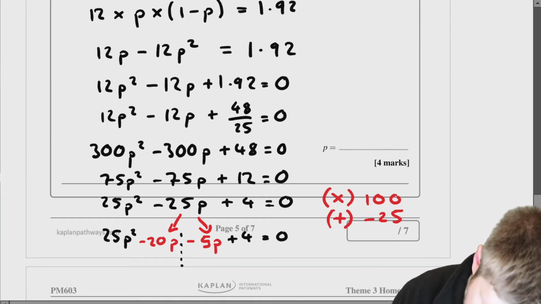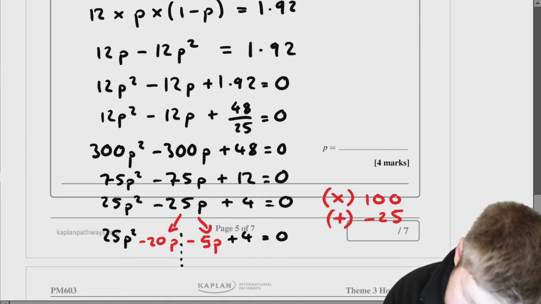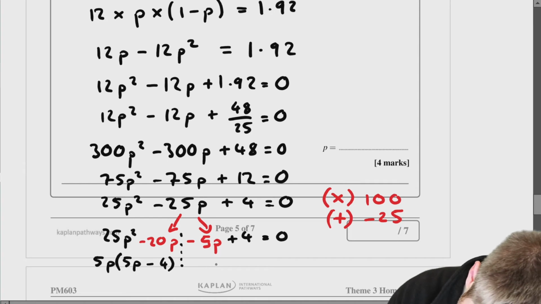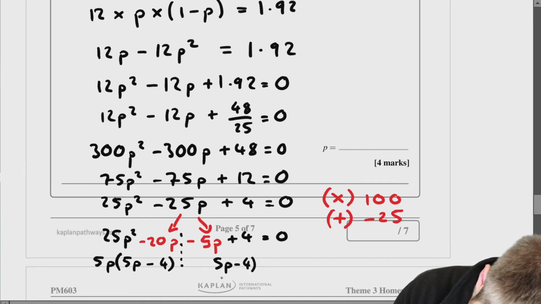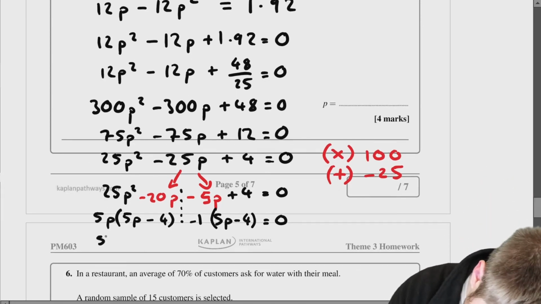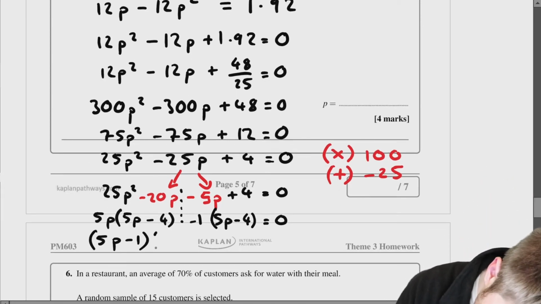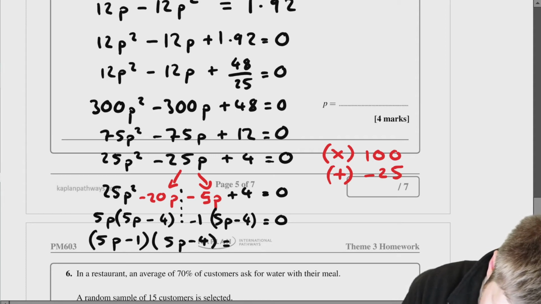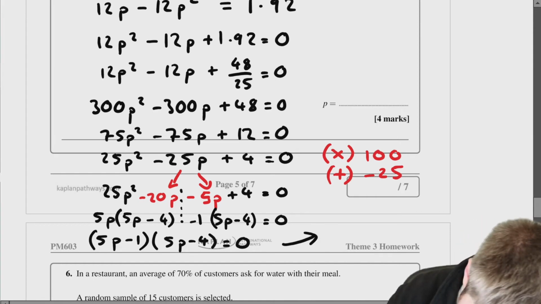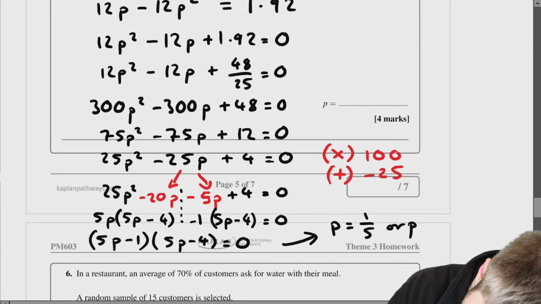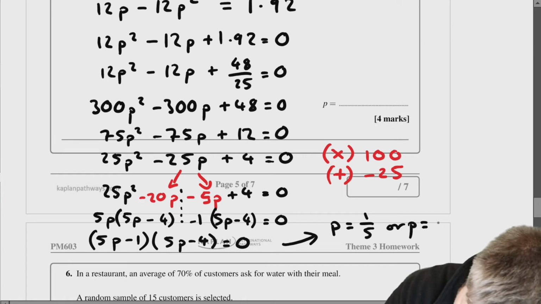Split it down the middle, let's see what we get. So if I factorize out a 5 from each of these, so 5p, and I get 5p minus 4, that would work, wouldn't it? And then I need 5p minus 4 on this side. Hey, this is working nicely, equals 0. This is going to be minus 1. So that's going to factorize to 5p, take away 1, times by, what's that going to be, 5p take away 4 equals 0. So that means if I solve this thing that p must be equal to a fifth, or p must be equal to, well, 4 over 5.